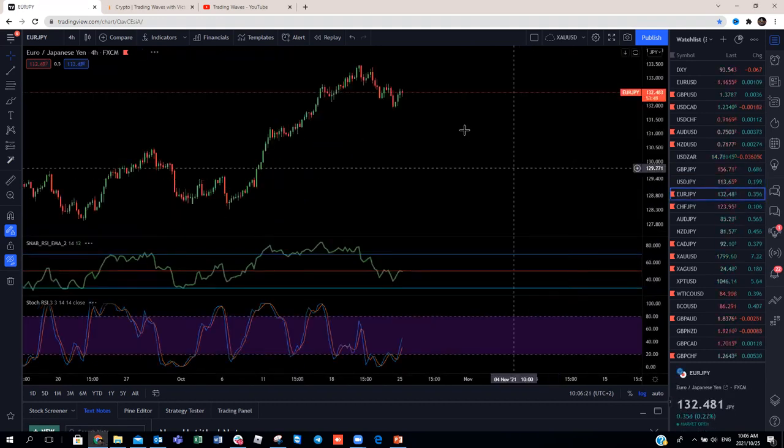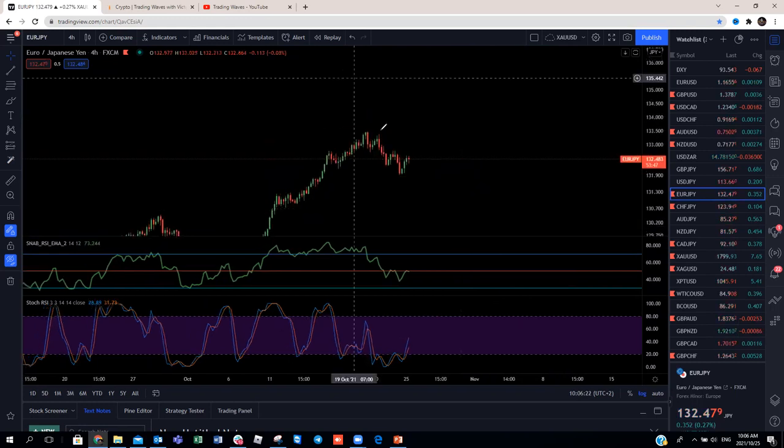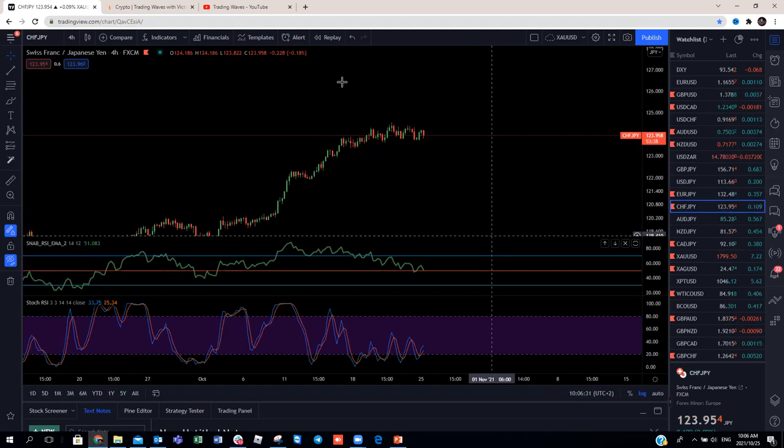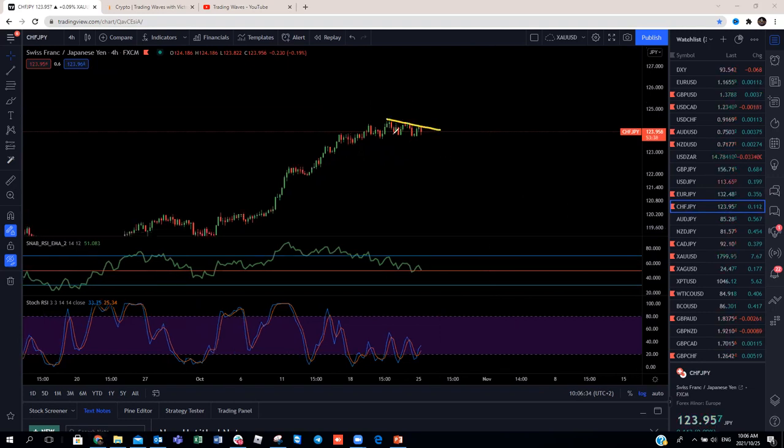Euro, same, 3-wave pullback. We want to see upside. This is what we did yesterday before this moves confirmed. This one here, we want to see this. That's Chief Yen, continuation to the upside.